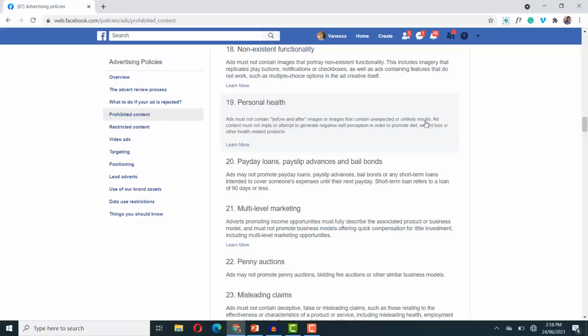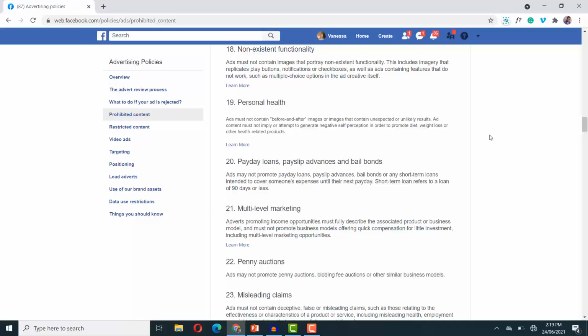So ads must not contain or imply or attempt to generate negative self-perception in order to promote diet, weight loss, or other health-related products. So you can't make someone feel bad, like, oh, look how fat you are. You can't make people feel terrible. Facebook is a place where people come to be social, to be happy, not to buy products. So your ads must not give people a negative self-image about themselves. And somehow, even before and after images kind of do that.